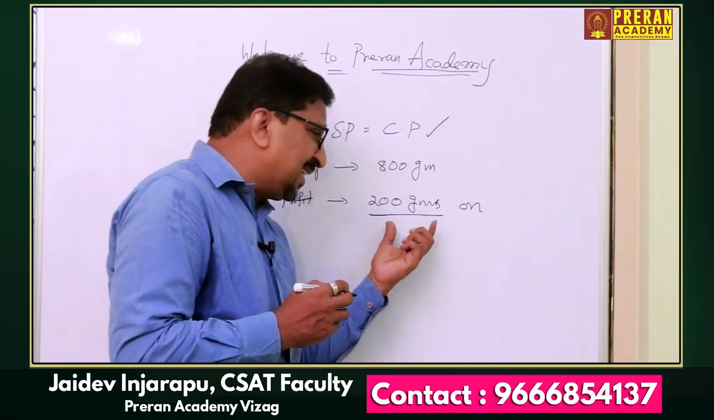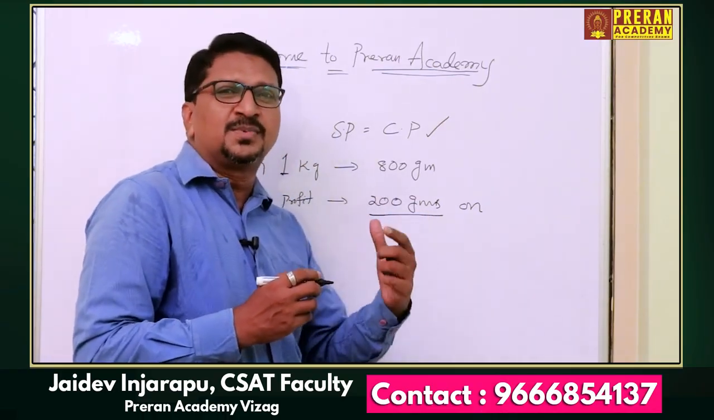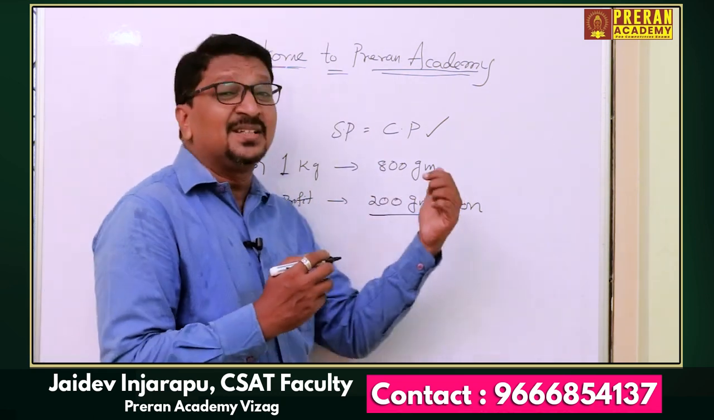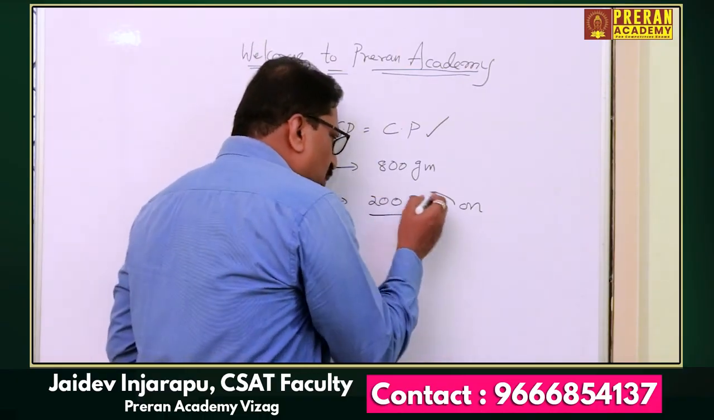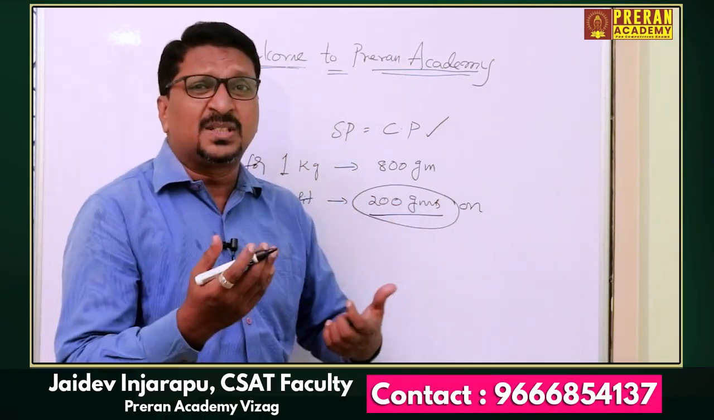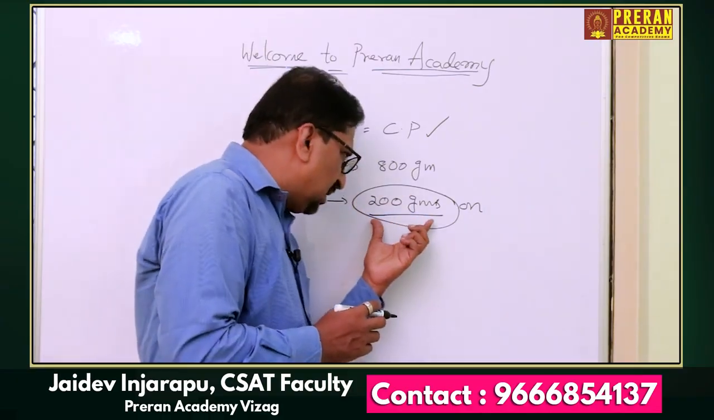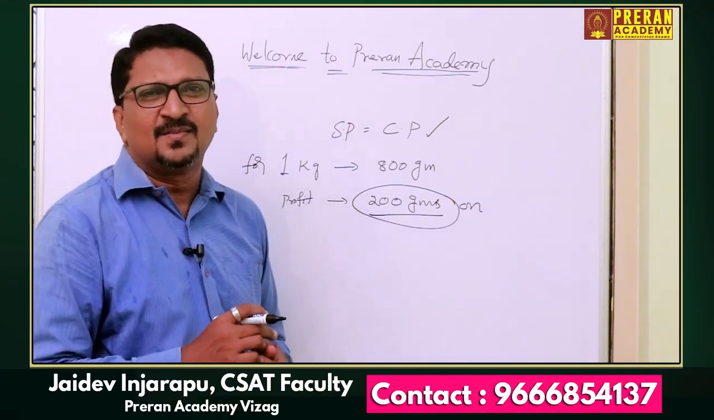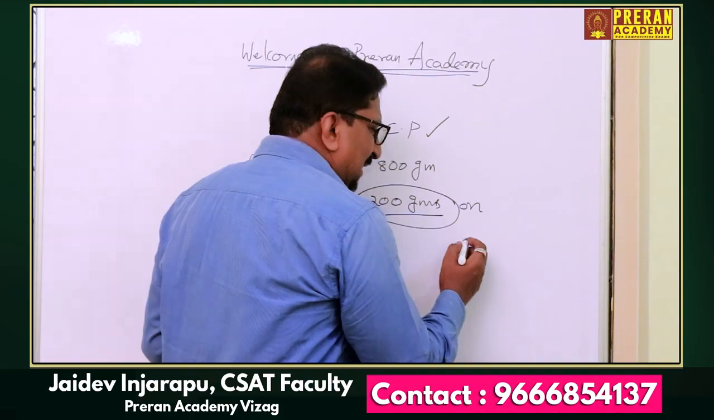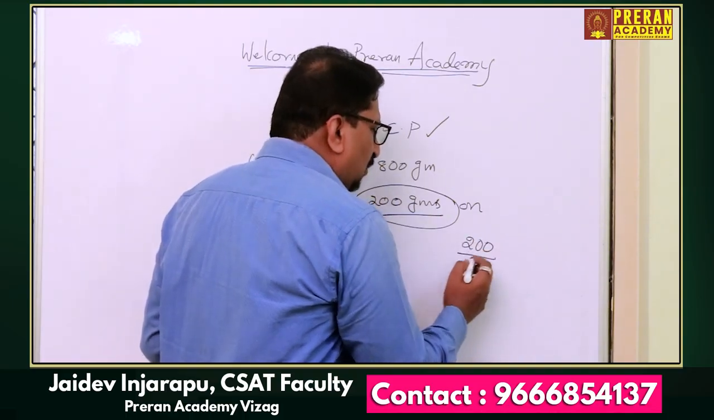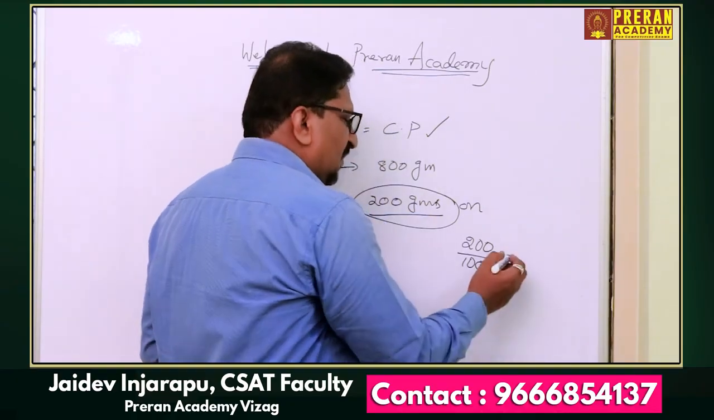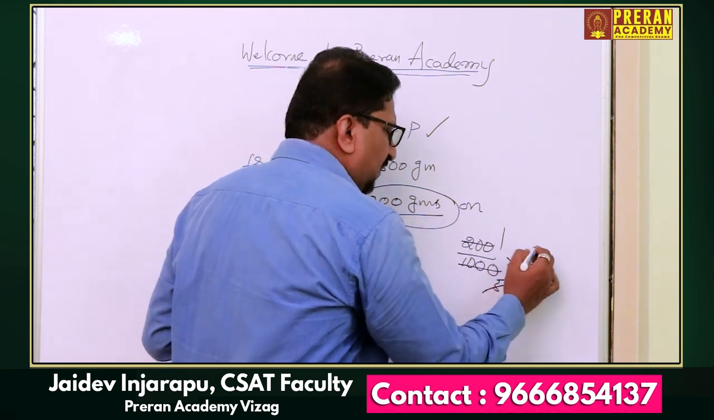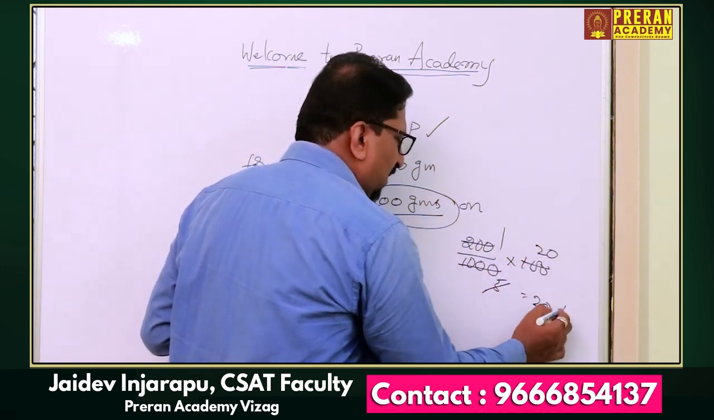Now, how can we calculate this 200 grams profit in terms of rupees? What is the percentage? I asked this question many times in many places. Most of the people have calculated like this: 200 grams on 1 kilo, into 100, which is 1 by 5 into 100, that is 20. So 20% is the profit percentage.